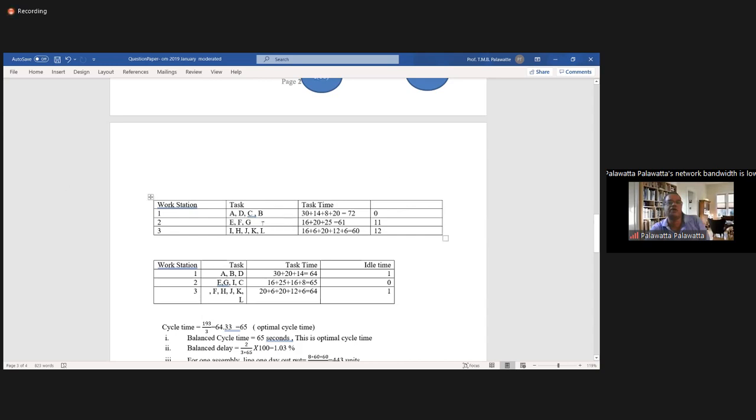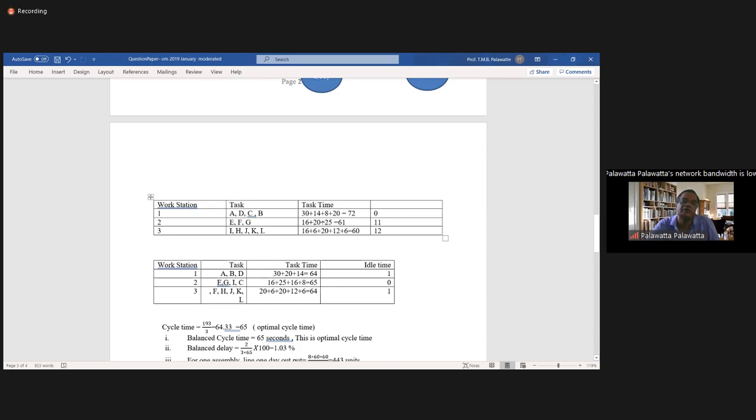This particular one is incorrect. But in this case, I have not mentioned optimal cycle time. Why? Purposely I did not mention optimal cycle time, because there is a huge possibility that nobody will be able to find out this answer. Students, by creating a suitable balance, will have got a better answer. So a better answer is accepted.